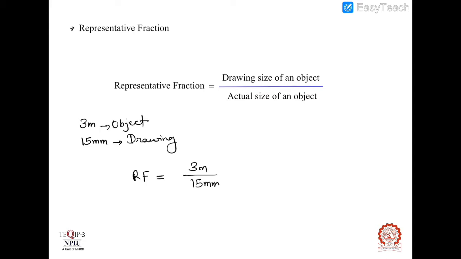But remember, to find this representative fraction we need to keep both the units the same in the numerator as well as the denominator. Here 3 meter, when you convert this into millimeter, will be 3 multiplied by 1000 mm. Either you can convert 3 meter into mm, or you can convert 15 mm into meter. So 3000 mm divided by 15 mm.